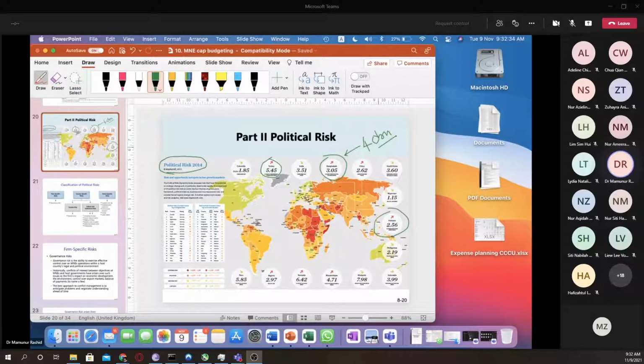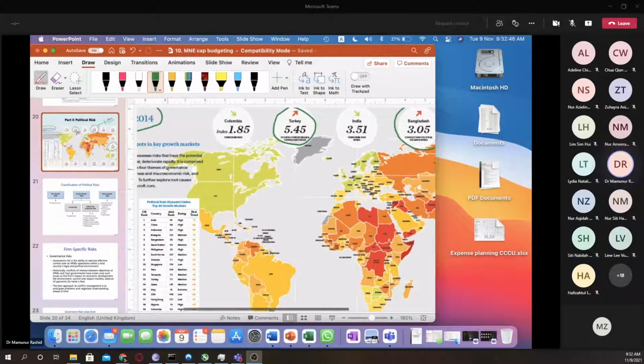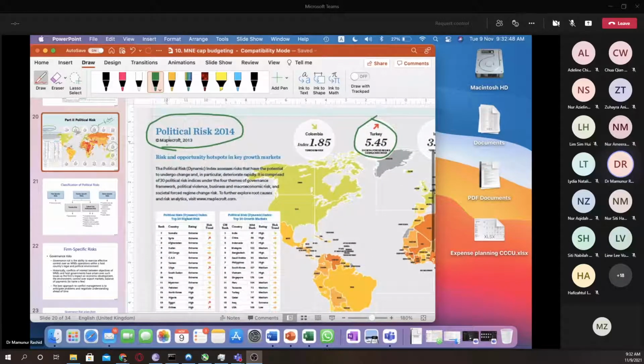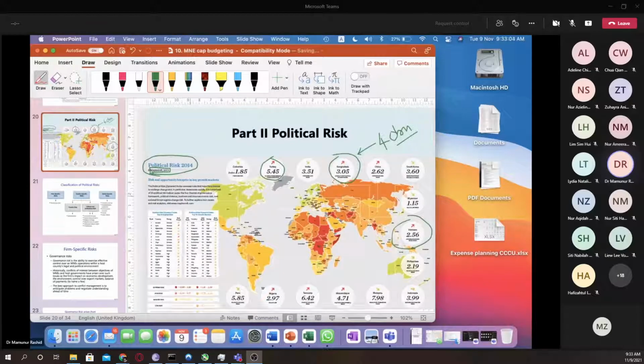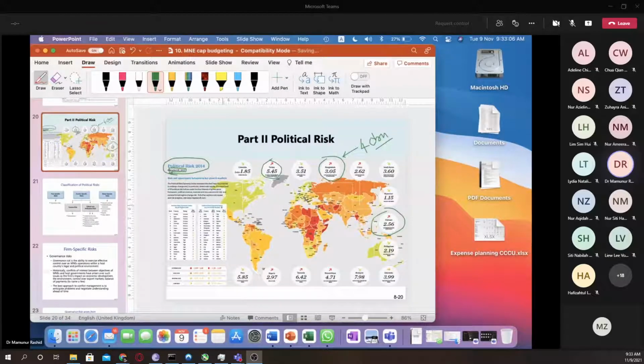If you update the information to 2020, possibly you will see some differences. You can search for this. I think it's Maplecroft. Maplecroft is a large company doing this. So search for Maplecroft political risk analysis. You'll find out the recent political risk dynamic index of countries. You'll be able to decide which country possibly is the next good country for investment.